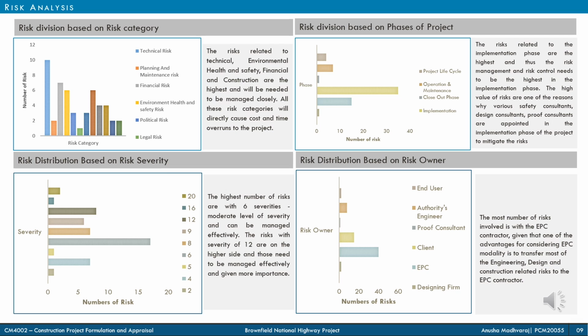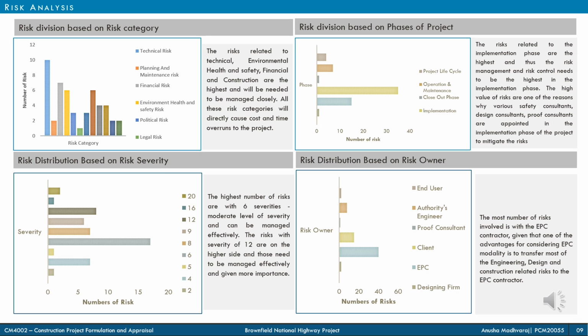Next is the risk distribution based on risk severity. The highest number of risks are for the risk with 6 severities and can be managed effectively. And the risk with higher severity of 12 need to be prioritized and managed beforehand. Those risks are inefficient traffic demand forecasting, air quality risk, labor strike, community opposition to trees, etc. The risk involved with diversion of traffic has 20 severities and needs to be mitigated with highest priority.